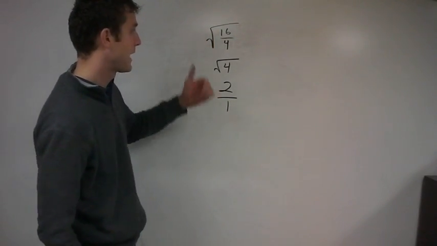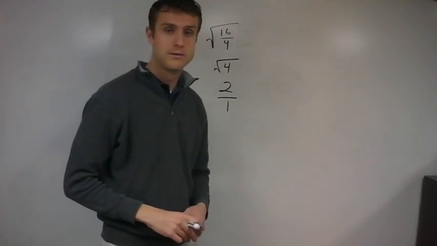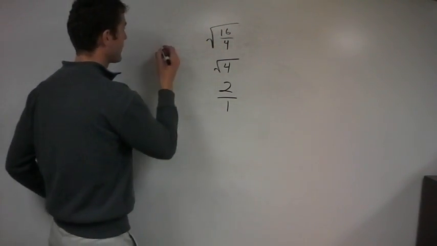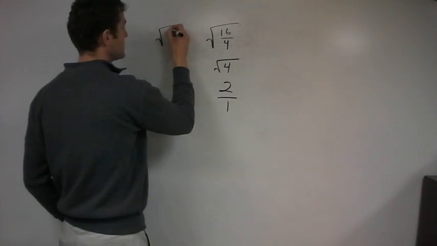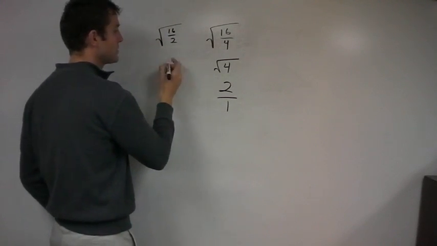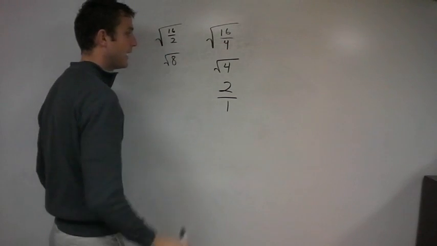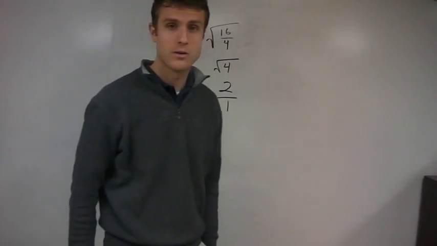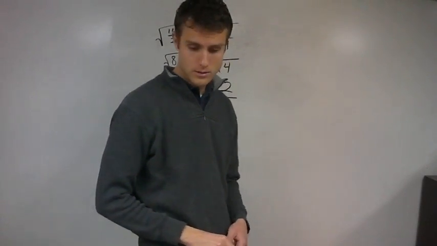So if I have a square root with a fraction inside, I can divide and then find the square root of that number. Now if I have a fraction such as the square root of 16 over 2, 16 divided by 2 would be 8. 8 is not a perfect square. There is no square root of 8, therefore that would be an irrational number.